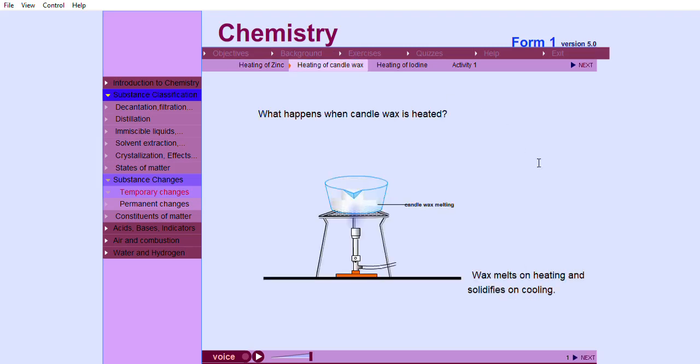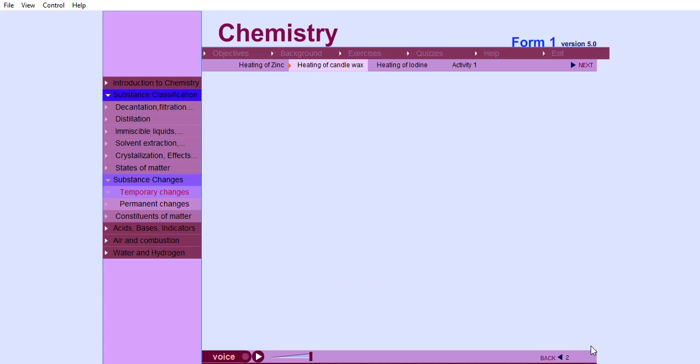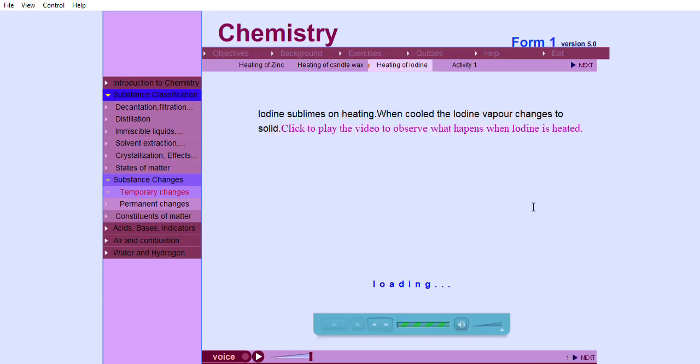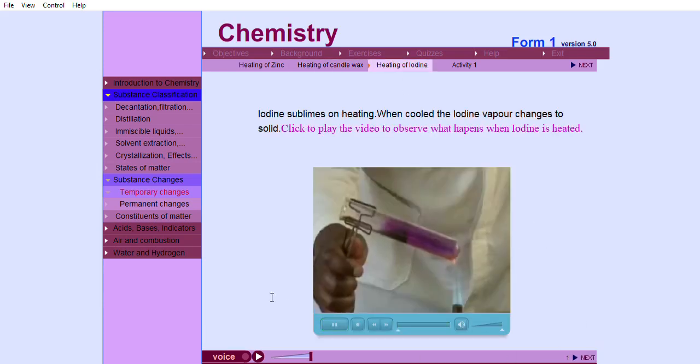When solid wax is heated, the wax melts. On cooling, the wax solidifies again. When iodine is heated, the iodine sublimes. On cooling, the iodine vapor solidifies.